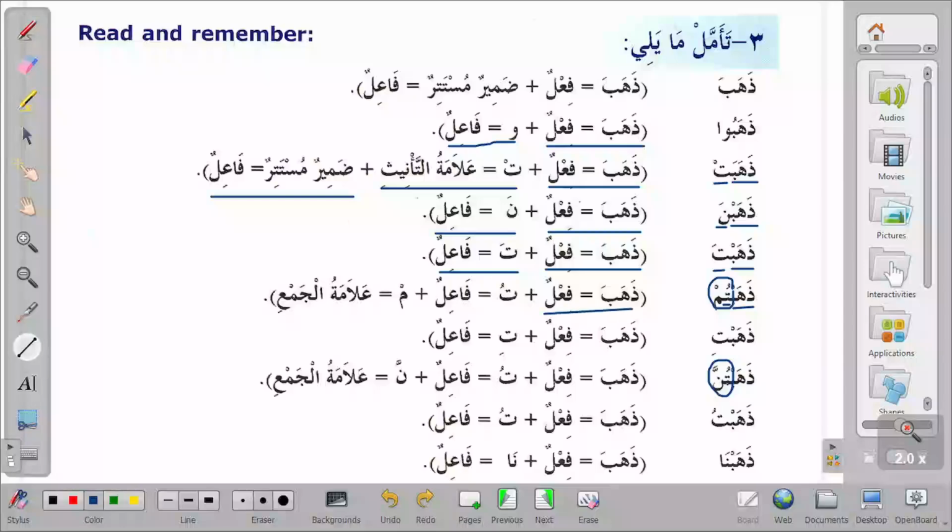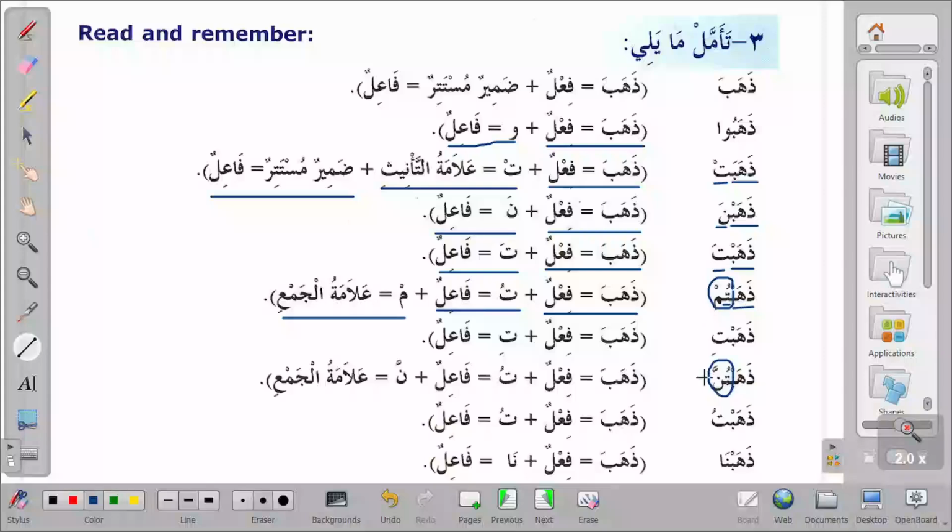Zahaba is the fi'l. Then the ta is the fa'il. Then the meem is the alamatul jam'u li muzakkar, the sign of plural for masculine. I hope that is clear. Then the same way here, zahabtum. I'll come back to this one, okay? But I want them to be together so that you will not forget them.